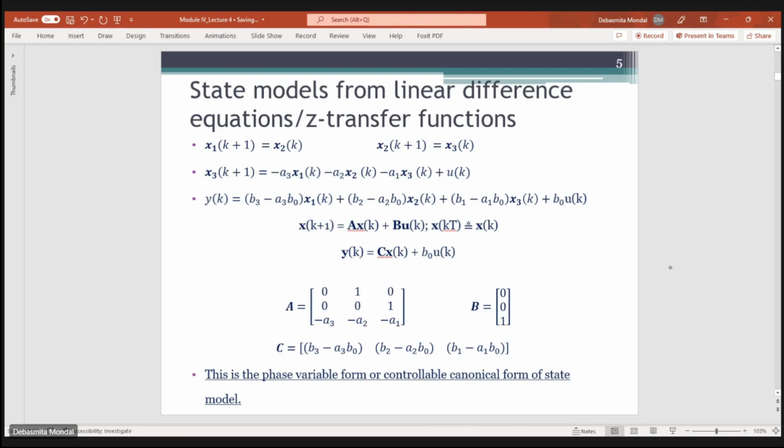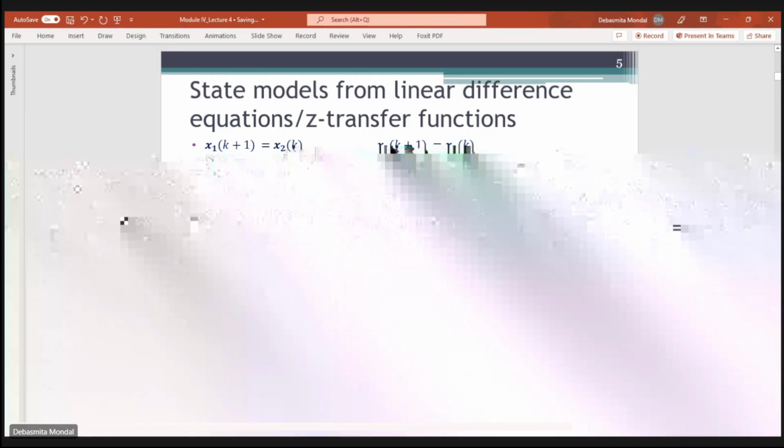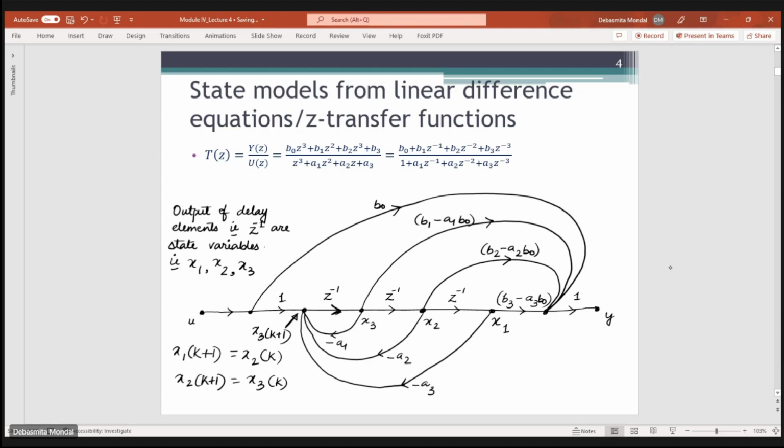Similarly, you can write the expression for the output also. The output is basically y. So y is whatever is the value at this point, multiplied by this gain of 1. And the value of the signal at this node will be equal to this gain multiplied by x2, plus this gain multiplied by x3, plus b0 multiplied by u, because this is coming as 1, and you have x1 multiplied by this gain.